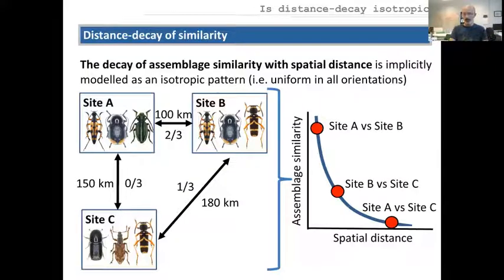So then we build the model, just regressing linearly or non-linearly assemblage similarity against spatial distance. This is a very common model. We have seen they are very useful to learn a lot of things about biological communities.